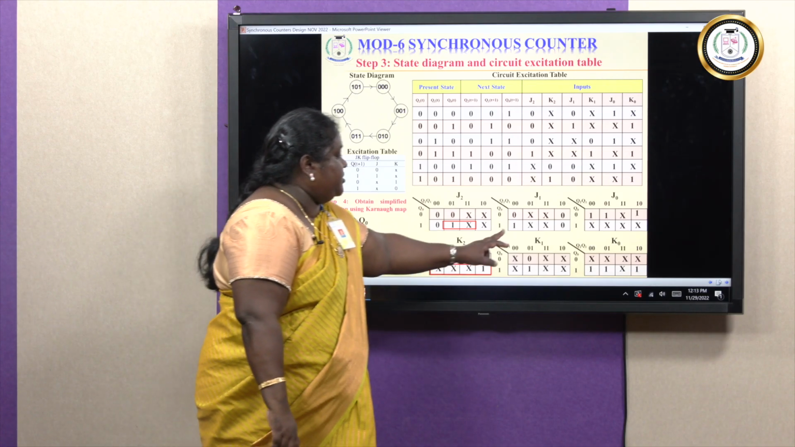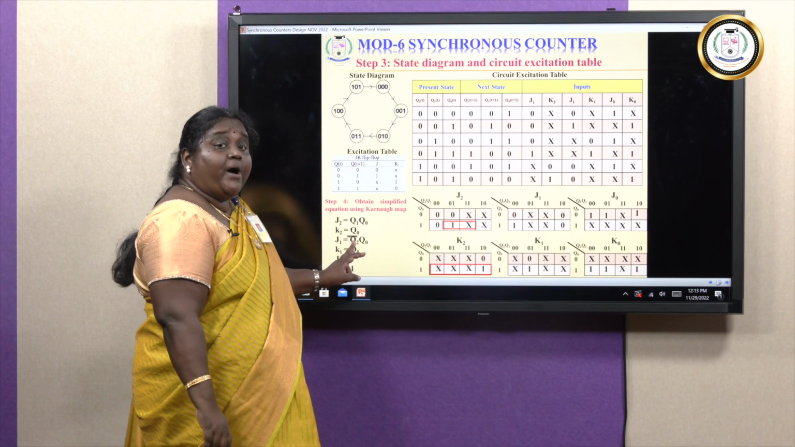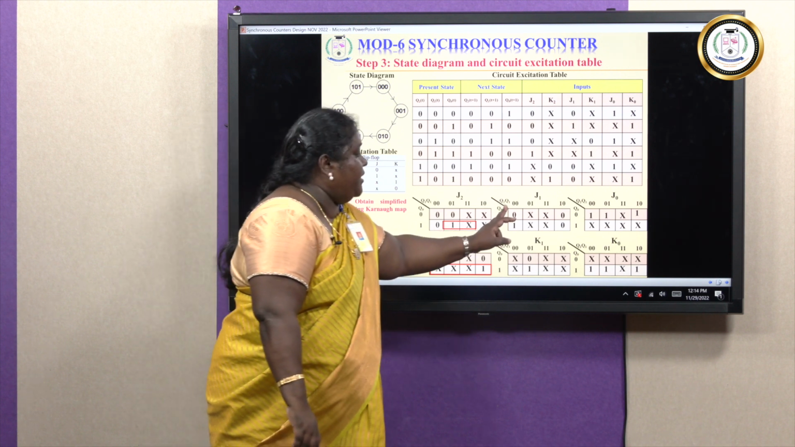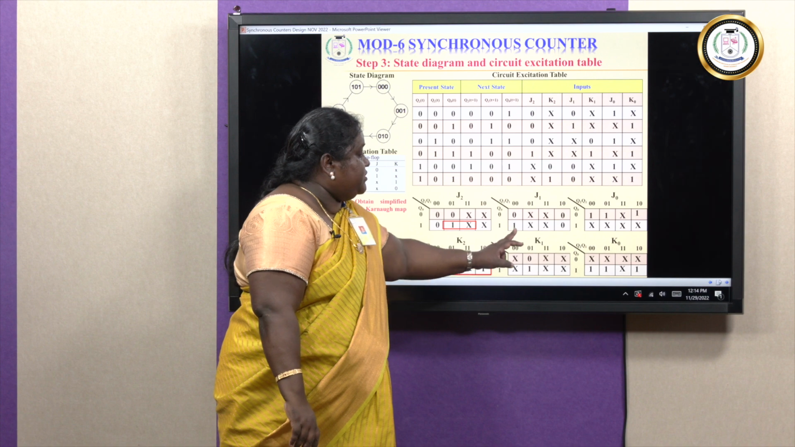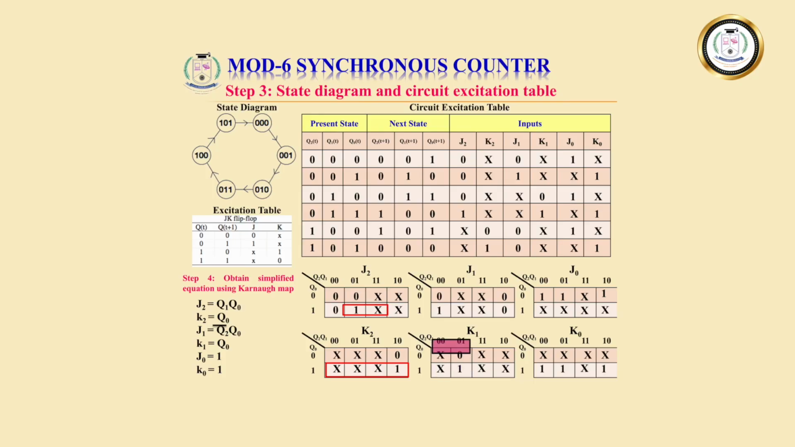Therefore this position is going to be Q2 bar Q0. Q2 is 0 0, and here it is going to be Q0. Therefore it is going to be Q2 bar Q0. Then for K1 we can map all the 4. Therefore it is going to be Q0.